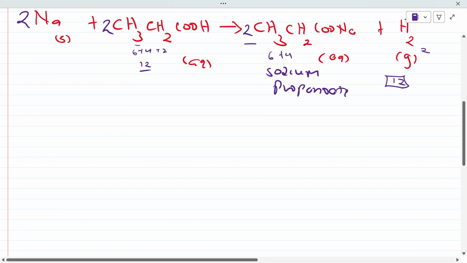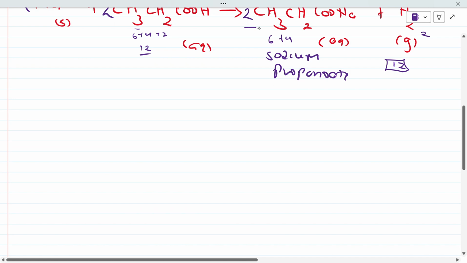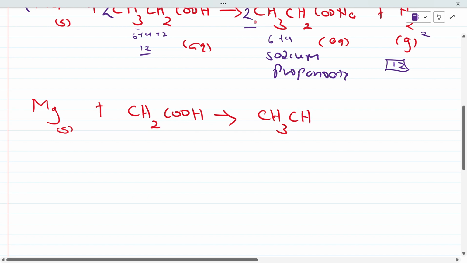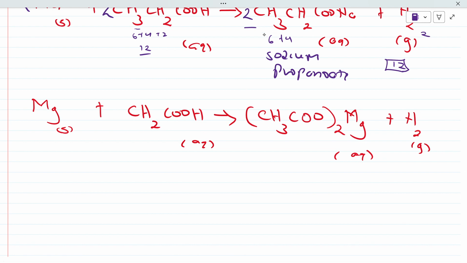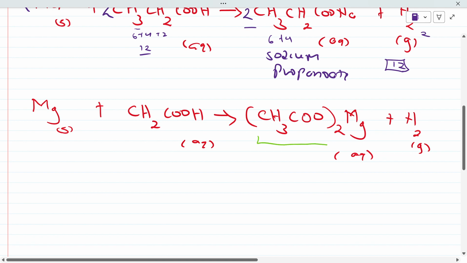Now, let me try a group 2. In a group 2, I can go ahead and do an example with magnesium. Magnesium, now I'm going to have Mg solid plus CH2 COOH. I'm going to have CH3, sorry, COO bracket 2 Mg plus hydrogen gas. Now, because I'm having two OH, I'm having two ethanoate, I need to make them a 2 this side.